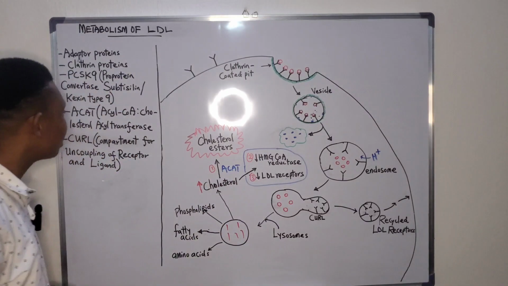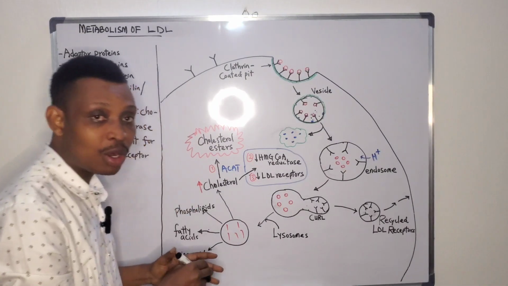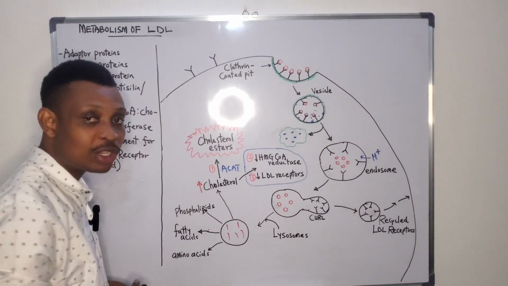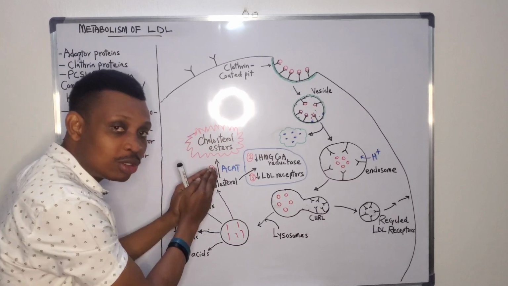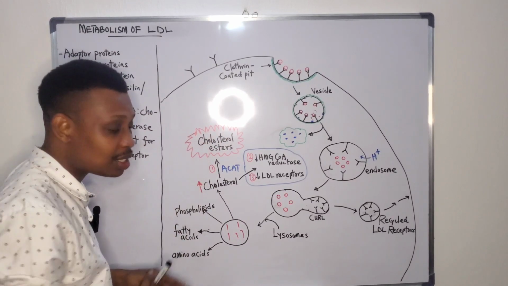And what is ACAT? ACAT is acyl-CoA cholesterol acyl transferase. This enzyme will convert the excess cholesterol to form cholesterol esters, which will be stored in the liver. So the cholesterol is stored in the liver in the form of cholesterol esters.